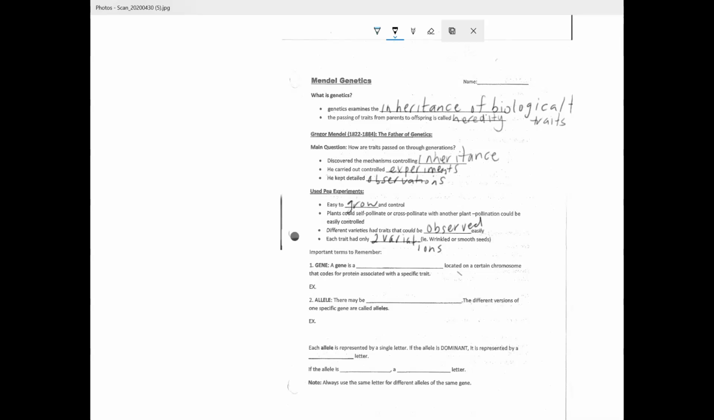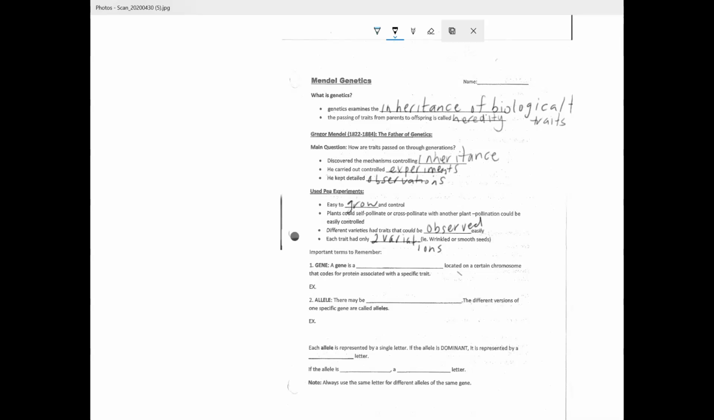God, it's on the tip of my tongue. But anyways, there's 7 different types of traits, but each of those traits had 2 varieties.